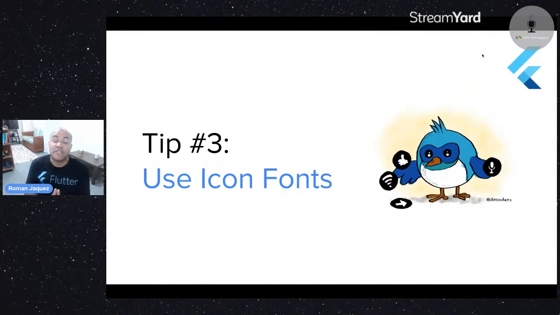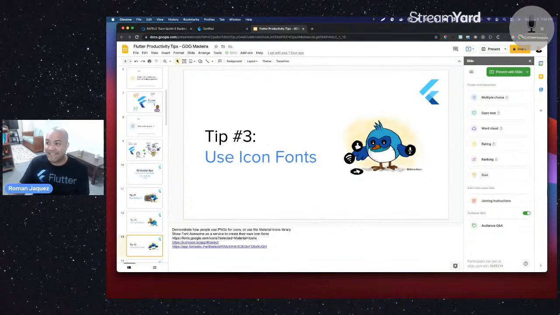Now tip number 3, use icon fonts. Icon fonts are a versatile way to use images in your application. Use sharper images using vector graphics as opposed to raster images, for example pictures, PNGs, JPEGs, and whatnot. But if you use icon fonts, your icons and your images will look very sharp because they're based on vector images. Let me show you a couple of tips on how to leverage those things in your application.